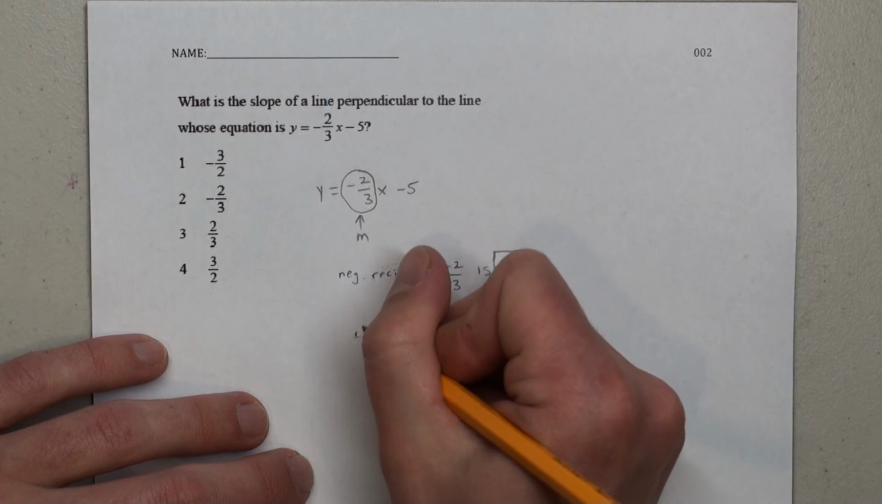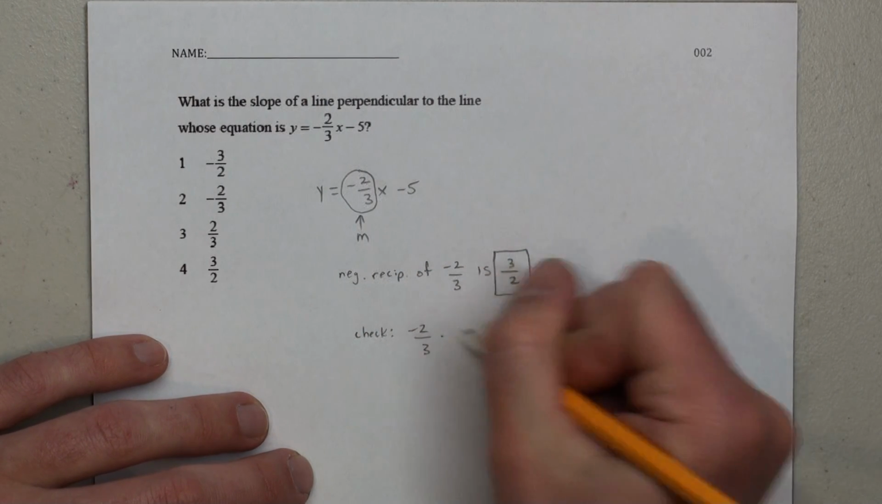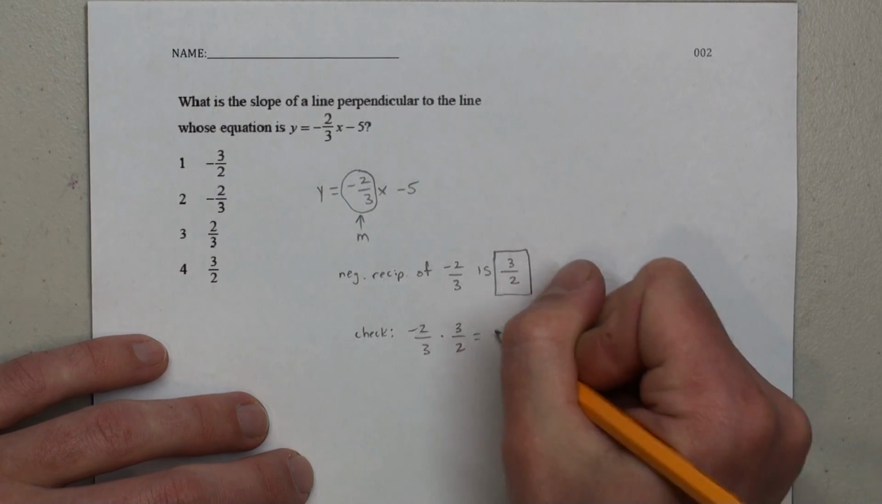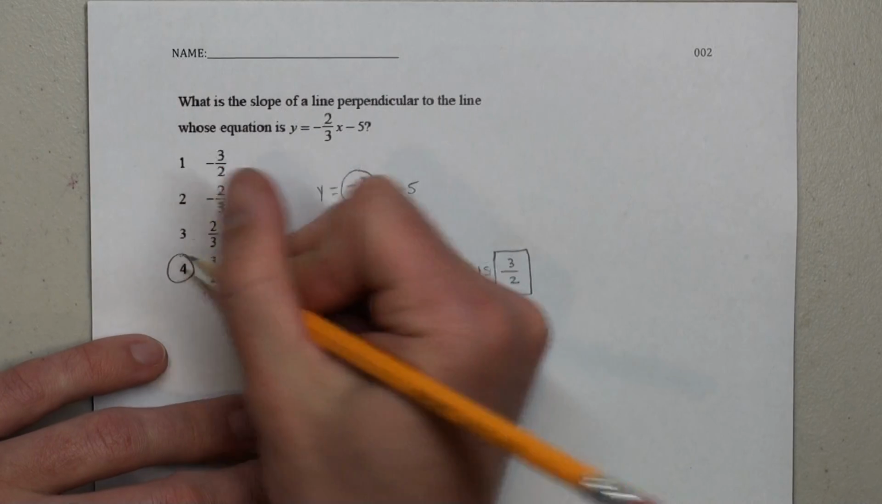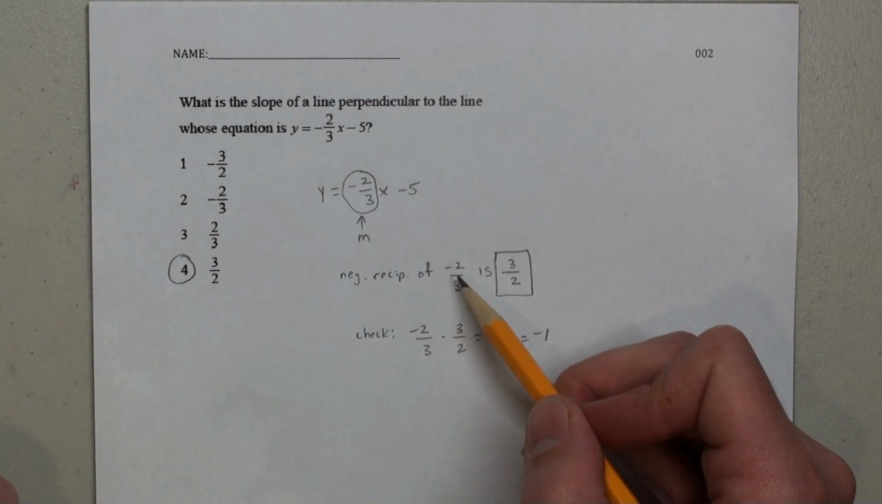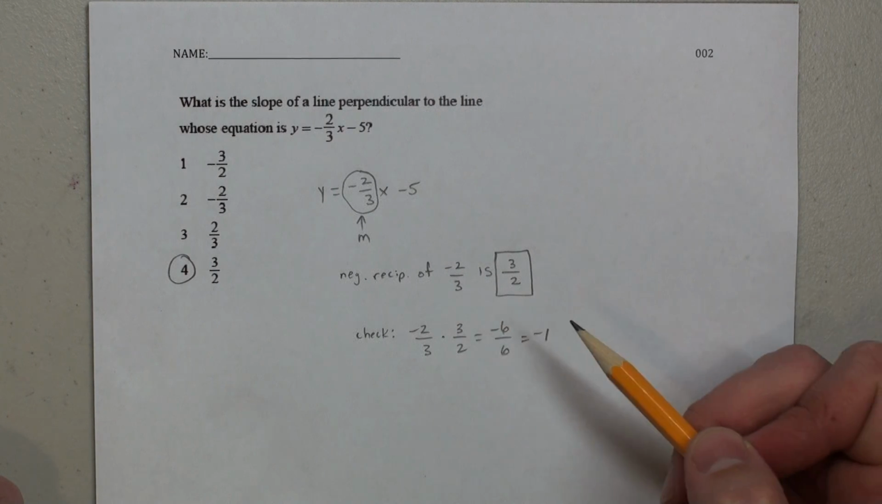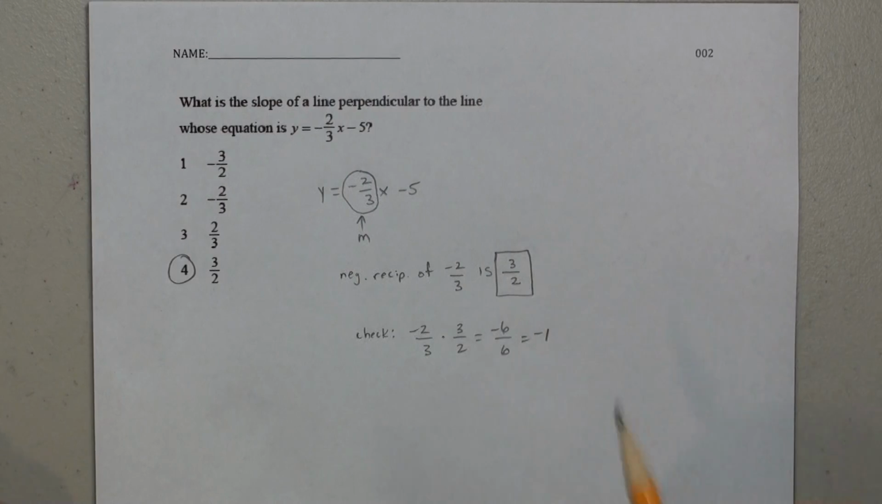And I can check that by multiplying them together and seeing if I get negative 1, which I do. So remember, negative reciprocal means change the sign of the slope and flip it. Alright, so I flipped it and I changed the sign. It went from negative to positive, and it went from 2 thirds to 3 halves. Okay, next one.